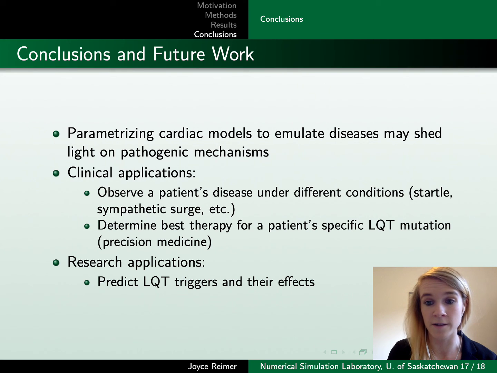patient's disease under different conditions that may not be possible to recreate in person, especially something like startle or a sudden sympathetic surge. Also, because we showed that we can simulate particular drug therapies, this type of model may be used to determine the best treatment for a patient's specific LQT mutation. This has implications for the field of personalized or precision medicine. Finally, this type of model may be further used in biomedical research to study long QT arrhythmia triggers and their effects.